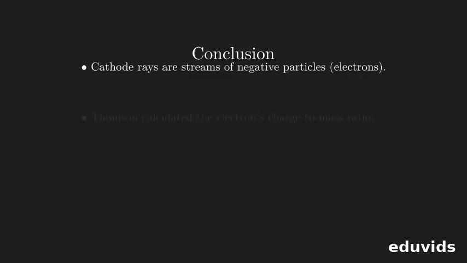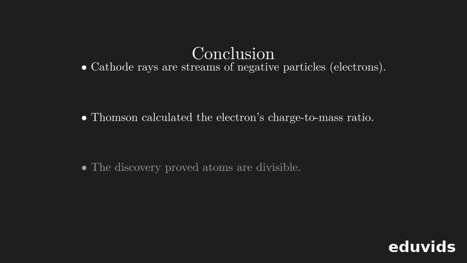The cathode ray tube experiment revealed cathode rays are streams of negatively charged particles. J.J. Thomson's precise measurements led to the discovery of the electron and its charge-to-mass ratio. This fundamental discovery proved atoms are not indivisible and dramatically advanced our understanding of atomic structure. It paved the way for modern physics and deeper explorations into the subatomic world.